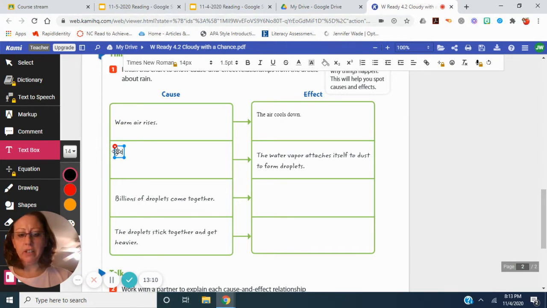Starting with a capital letter, cool air can't hold as much vapor as warm air. All right. Now we have our cause. Billions of droplets come together. So I'm going to look for that and highlight it green. And then I want you to look for the effect. So we're looking for billions of droplets come together.